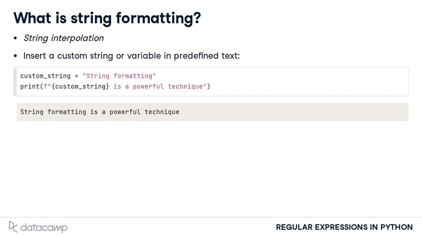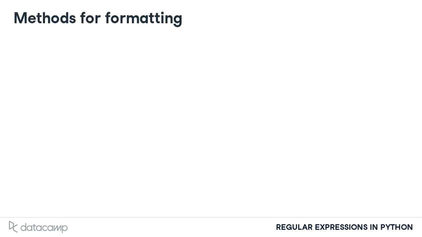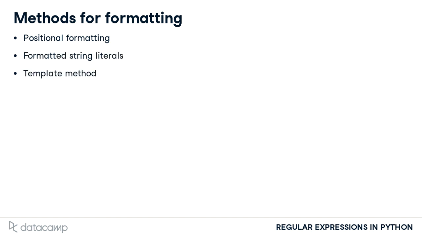Here, we see an example. Don't panic, we are going to explain this later. As a data scientist, you will use it to insert a title in a graph, show an error message, or pass a statement into a function. The modern versions of Python have three main approaches to string formatting: positional formatting, covered in this video, formatted string literals, and template methods, covered in following videos.